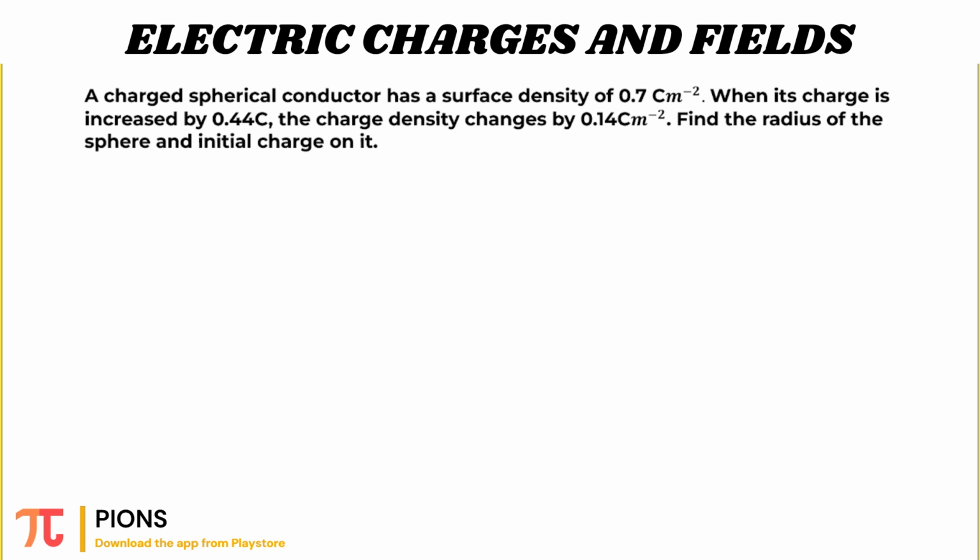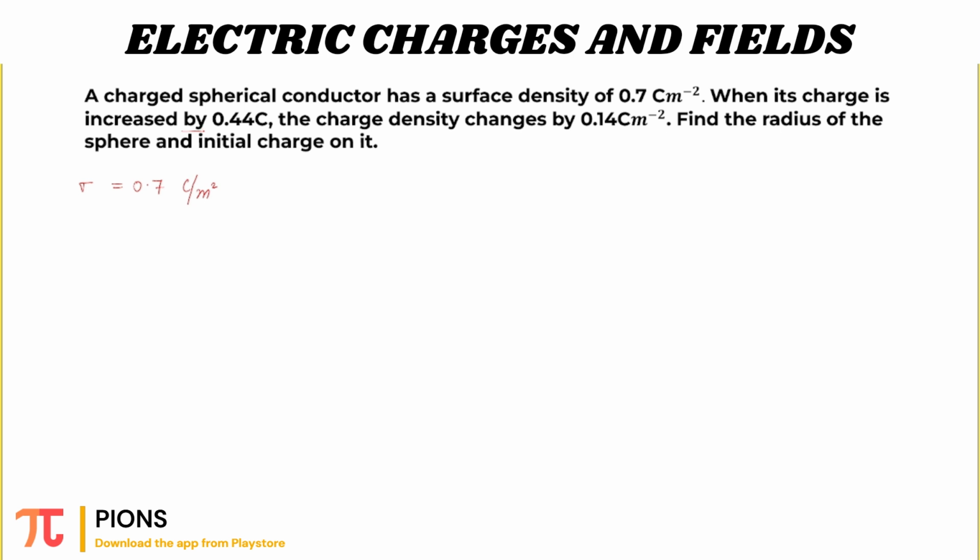Let's start with this problem. The question says over here, a charged spherical conductor has a surface charge density, let me write here as sigma, that is equal to 0.7 coulomb per meter square. When its charge is increased by, now be very careful because the word by is very important here. Sometimes they can write it as when its charge is increased to. So it will have a different meaning.